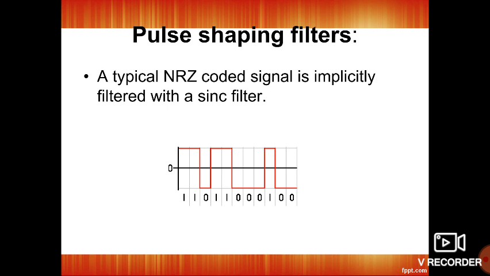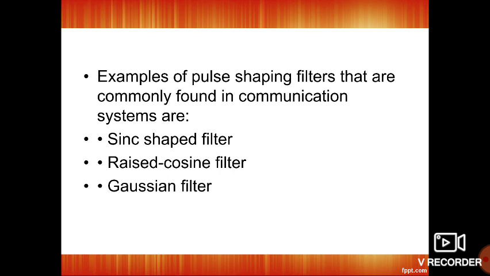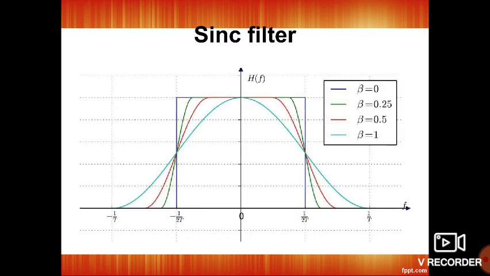Here we have the data 11011 0000100, which is represented like this. For 0 it is off, and for 1 it is on, so wherever 1 is there, it is represented as a red line in the positive half, and where 0 is there, it is represented as off. Examples of pulse shaping filters commonly found are the Sinc shaped filter, raised-cosine filter, and Gaussian filter. This is the Sinc filter, sin x by x, for beta equal to 0, 0.25, 0.5, and finally 1.